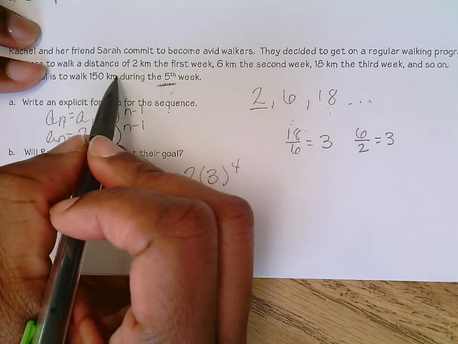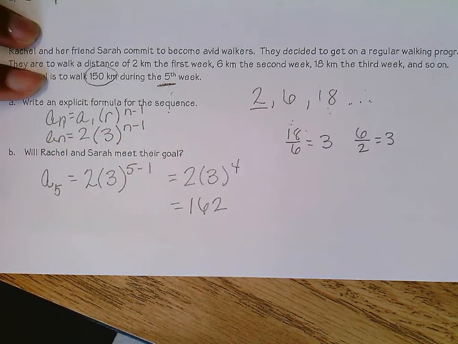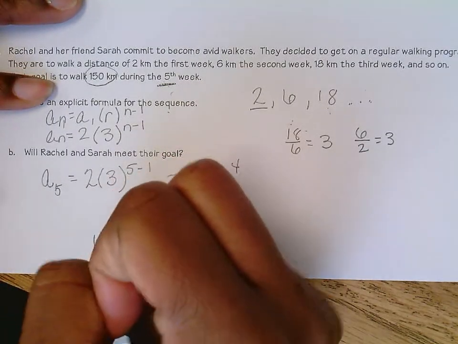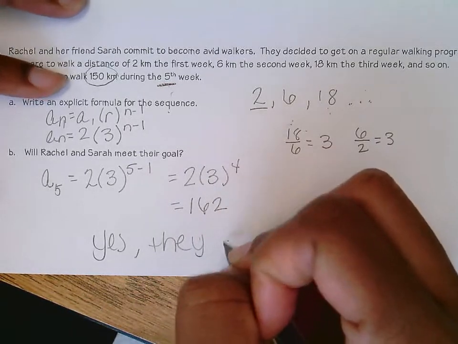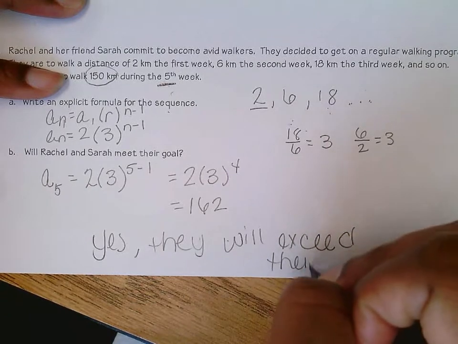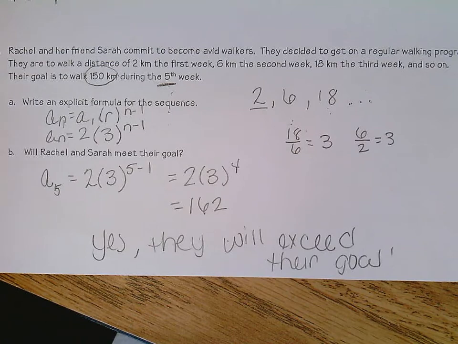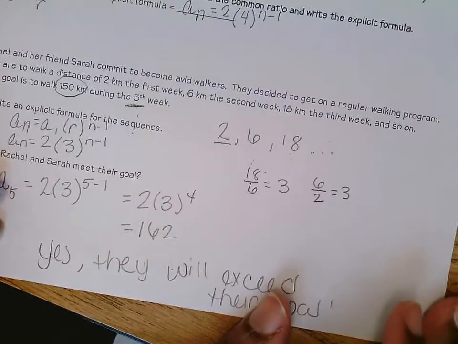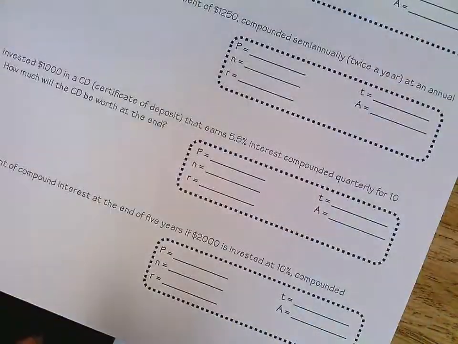What was her goal? 150? Oh, yeah. They walked over. Okay? Did they meet their goal? Yes. They actually exceeded their goal. If they continue at this rate, they will exceed their goal. Is there any questions about geometric sequencing? All right, so let's keep moving.